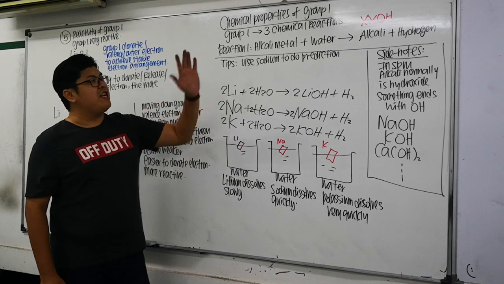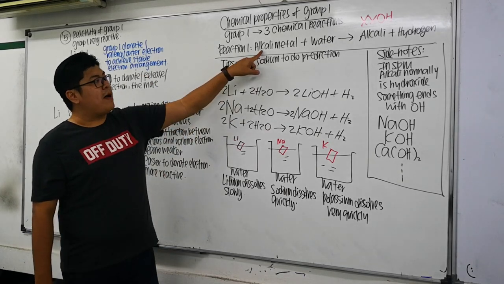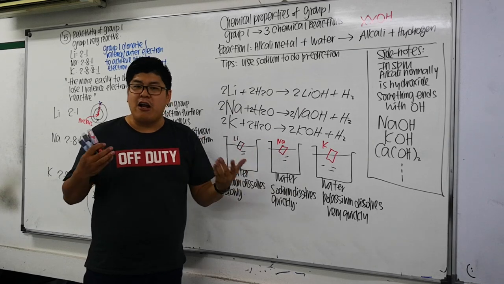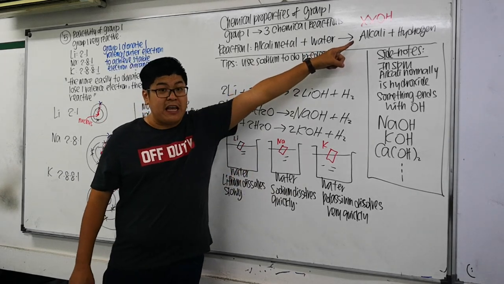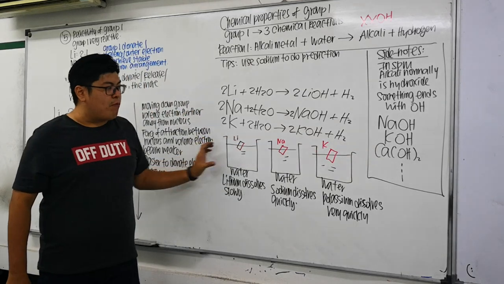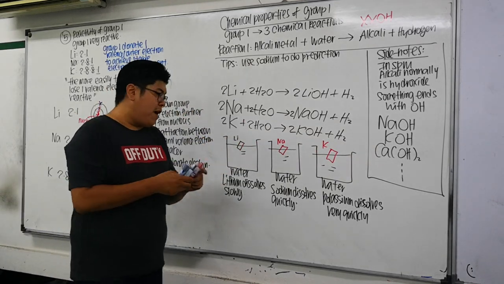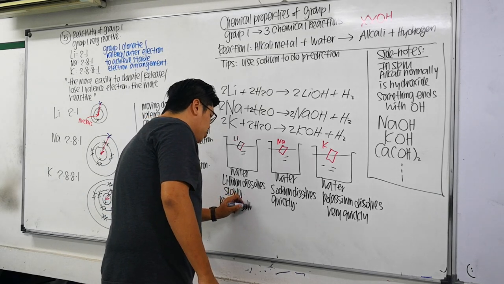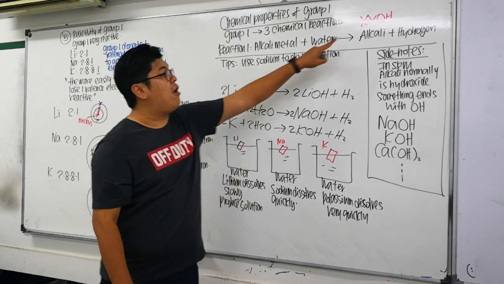After all of them dissolve, you get the same thing, guys. No matter who you are, lithium, sodium, potassium, all alkali metals dissolve in water, of course at different speeds, some fast, some slow. But at the end of the day, they will produce alkali. You will produce a solution, and this solution is obviously alkaline.